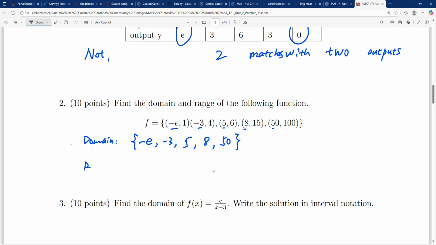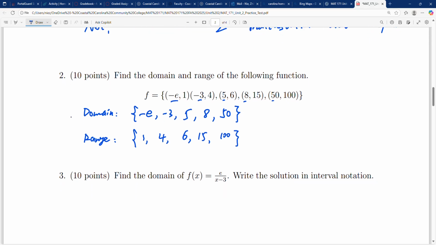Now the range. Here it is a set of all the y values. Just copy them, do not copy them wrong. And double check after you finish: -3, 5, 8, 50, all those are the x coordinates, and 1, 4, 6, 15, 100, all these are the y coordinates.